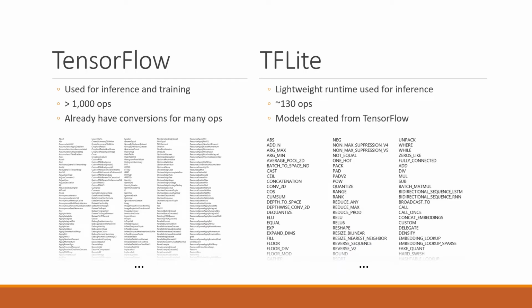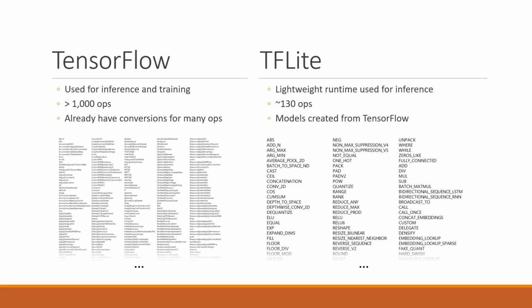TF-Lite is a stripped-down model format designed for running TensorFlow models on mobile and edge devices. The TensorFlow format has over 1,000 ops and is designed for both model inference and model training. In contrast, TF-Lite has roughly 130 ops and is targeted for just model inference. Models are typically trained in TensorFlow and then converted to TF-Lite for use on less powerful devices.